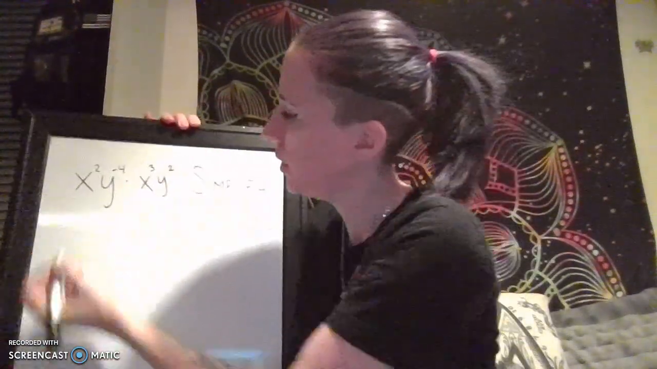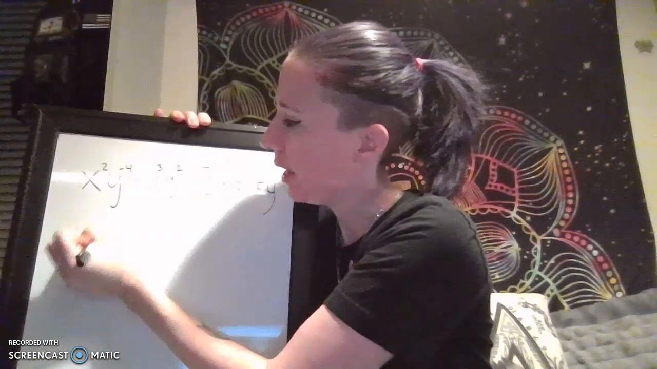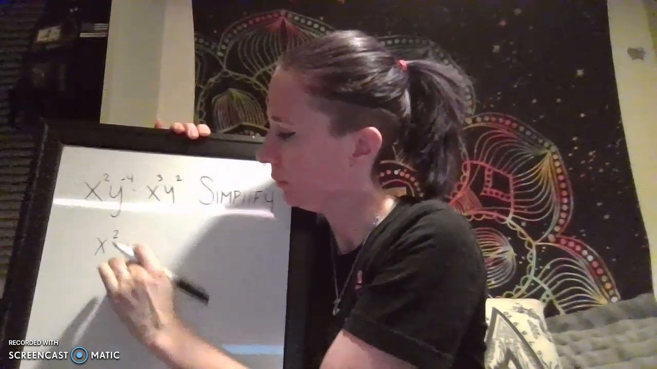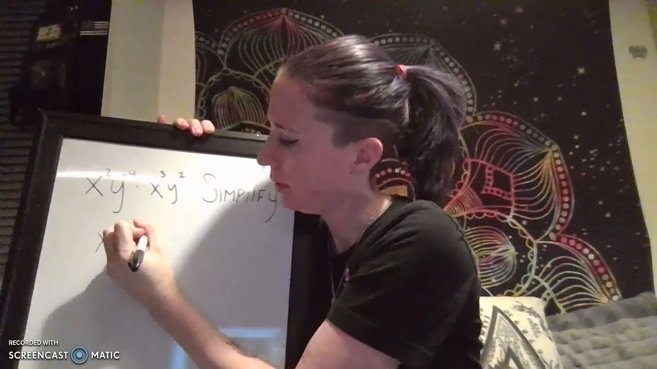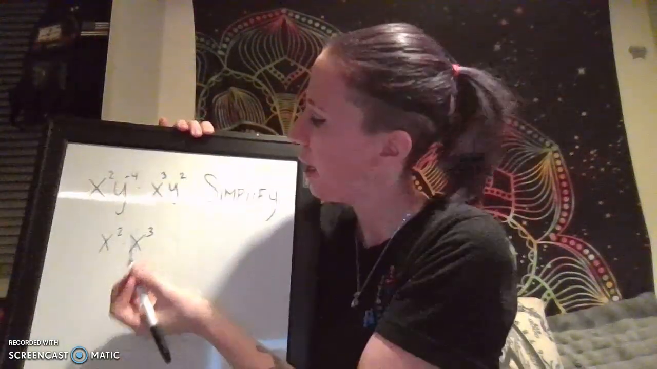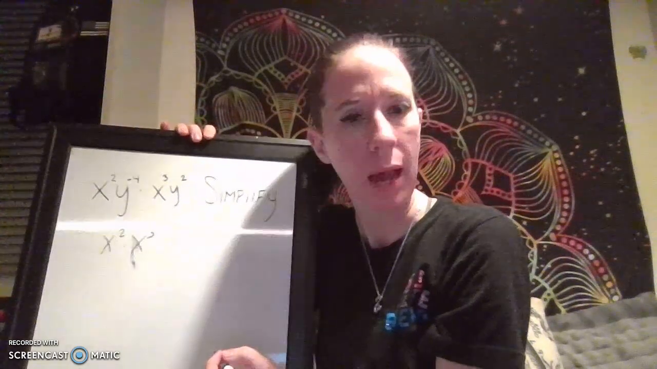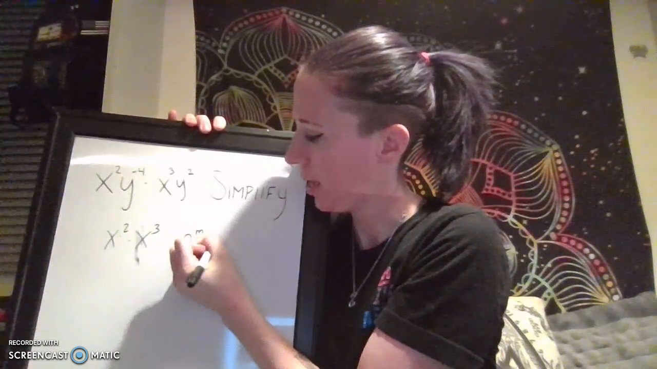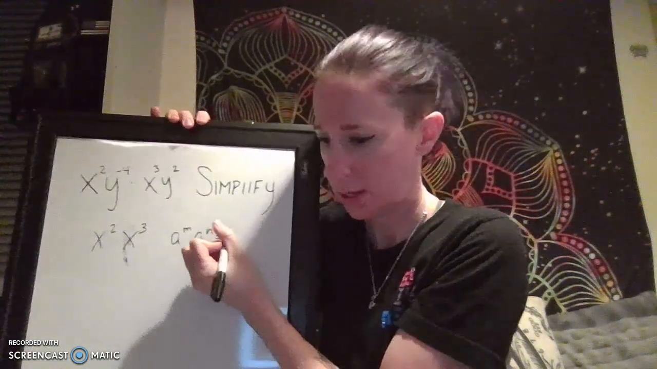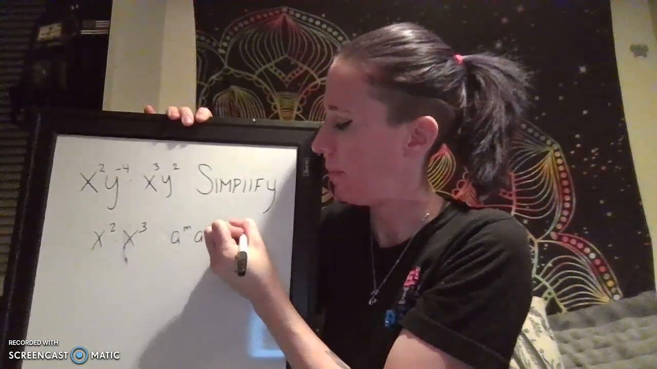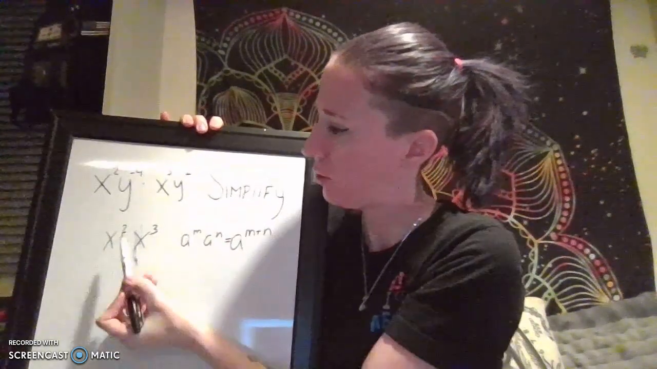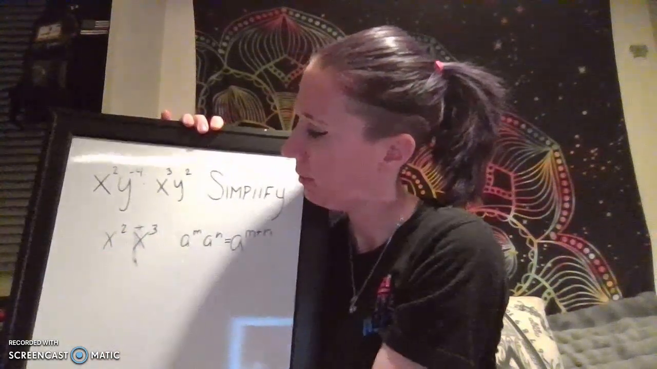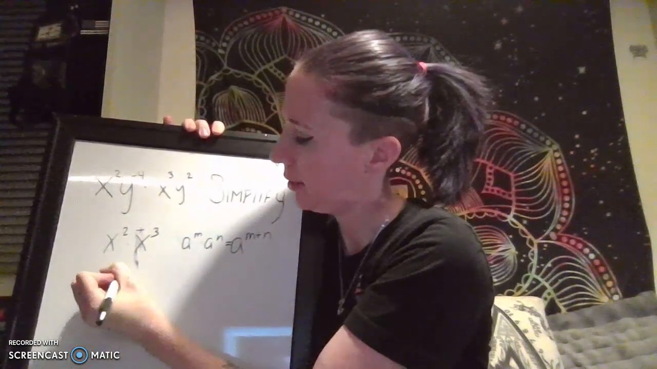So what we're going to do is start with the x's: x squared times x to the 3. And then with the product of powers rule, a to the m times a to the n equals a to the m plus n. So the 2 and the 3 would be added together. So what you would do, click the plus, you'll get x to the 5.